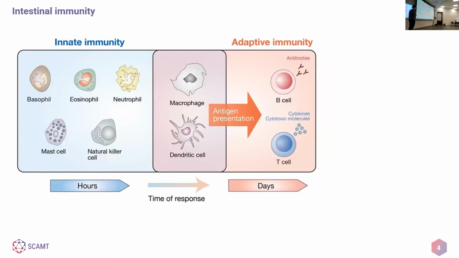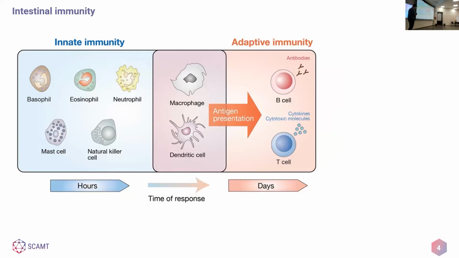Then the innate and adaptive immunity in general. In general, they are the same as in all the tissues in our body. It comprises innate immune cells, which are basophils, eosinophils, neutrophils. Neutrophils are the first line of defense. They move first to the site of any inflammation. Eosinophils predominantly fight parasites.